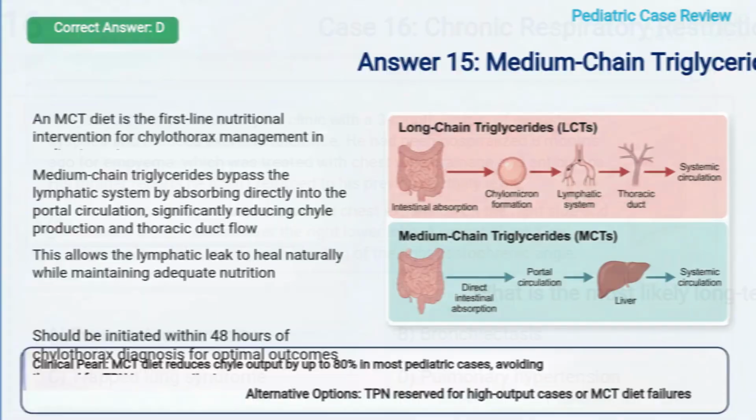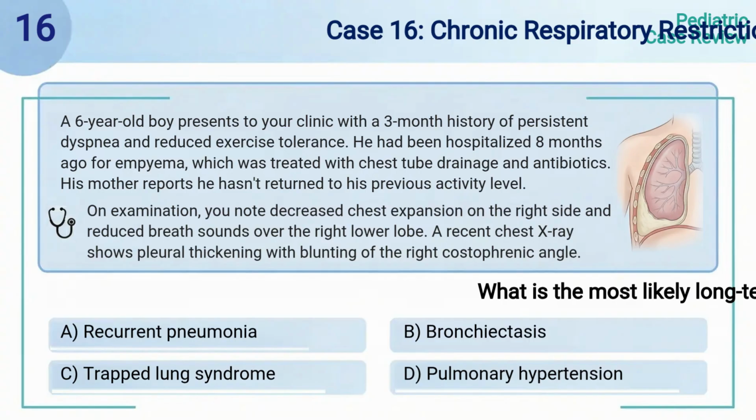Case 16. A 6-year-old boy presents to your clinic with a 3-month history of persistent shortness of breath and reduced exercise tolerance. He had been hospitalized 8 months ago for empyema, treated with chest tube drainage and antibiotics. His mother reports he has not returned to his previous activity level. On examination, decreased chest expansion on the right side and reduced breath sounds over the right lower lobe. A recent chest X-ray shows pleural thickening with blunting of the right costophrenic angle.